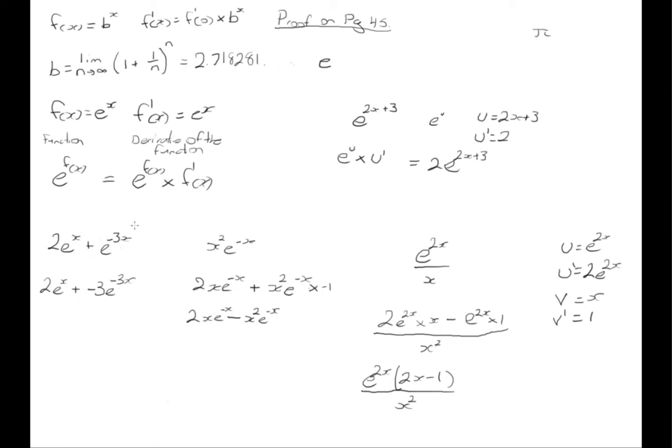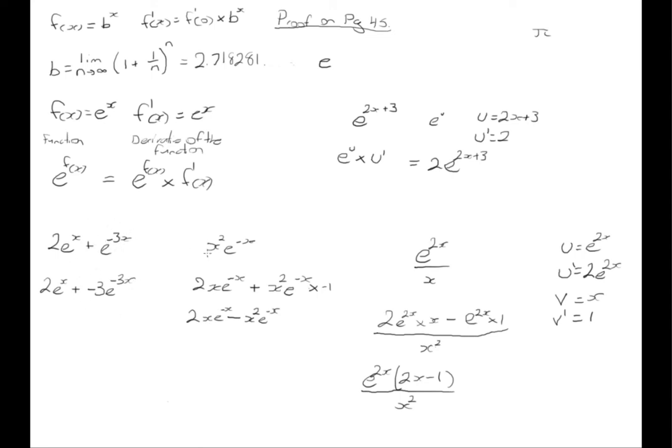This next one's a little bit different, because we've got e to the power of minus 3x. What is the derivative of minus 3x? Well, it's minus 3. So we're going to have, using this, e to the power of minus 3x times minus 3. Hence why we have this one here. So that's just the derivative of that one plus the derivative of this one.